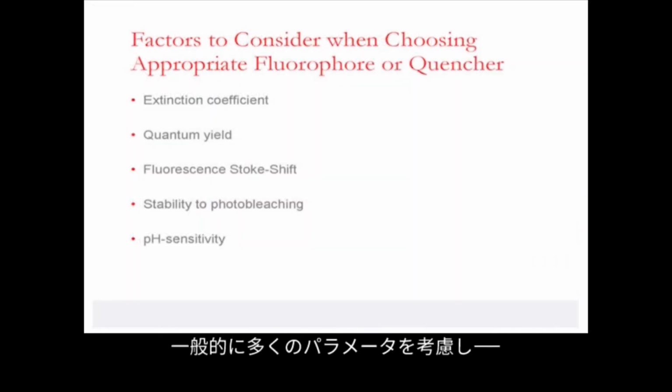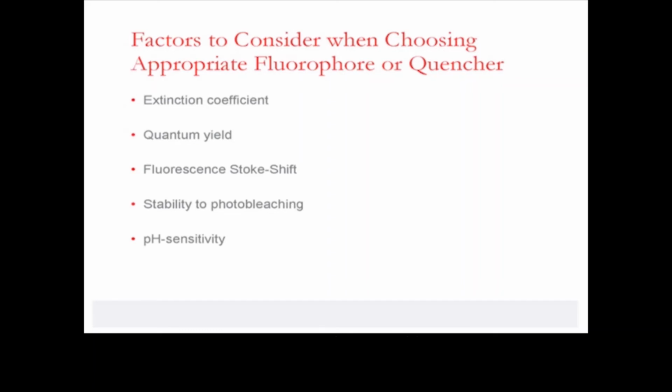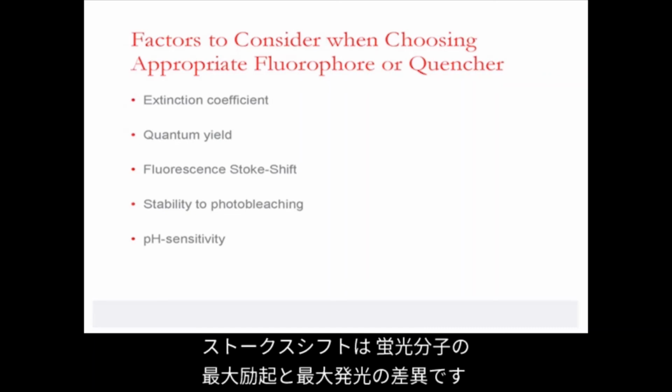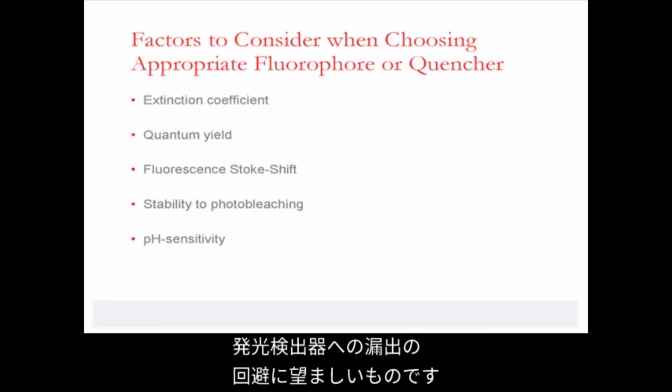In general, many parameters need to be considered for a proper selection of fluorophore dye and/or quencher molecule. These include the ability of the molecule to absorb light. This is the extinction coefficient. The quantum yield of desired radiation-induced processes. This is the ratio of the desired event to the number of photons absorbed by the system. The Stokes shift is the difference between the excitation and emission maxima of the fluorescent molecule. A large shift is often desirable to avoid leaking of excitation radiation into the emission detector.